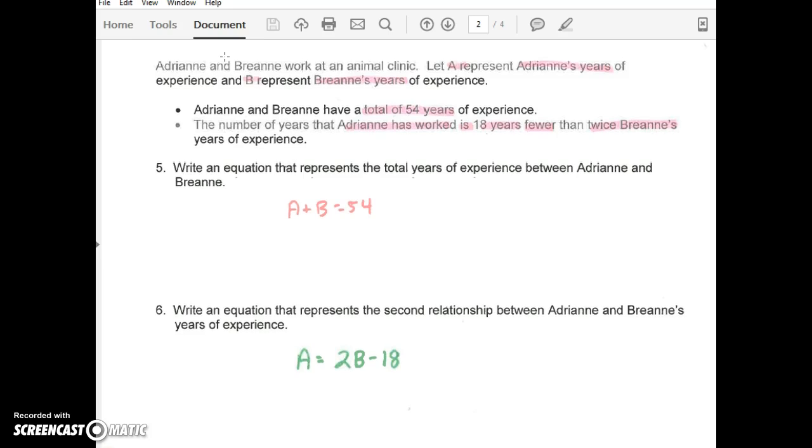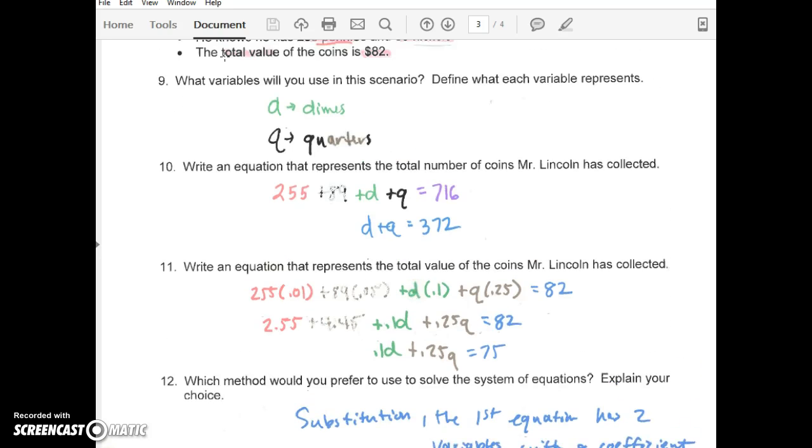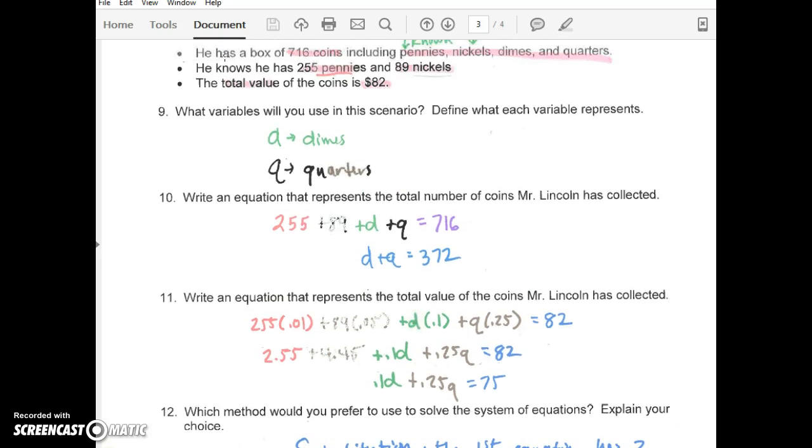In the next part, way off on another page here. All right, here we go. In the next one, write an equation that represents the total value of coins that Mr. Lincoln has collected. So he's collected $82. We know that information right here, and that's from that piece right there. We now need to know how much are the pennies worth, the nickels, the dimes, and the quarters. How much total do we have for that?